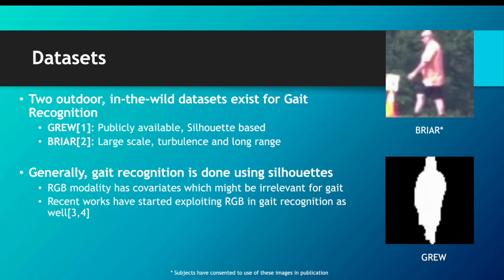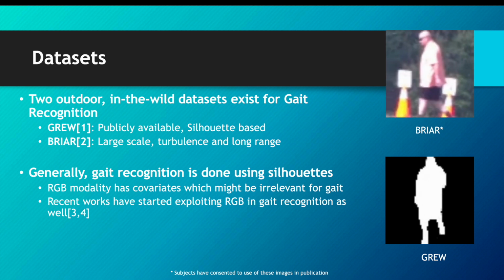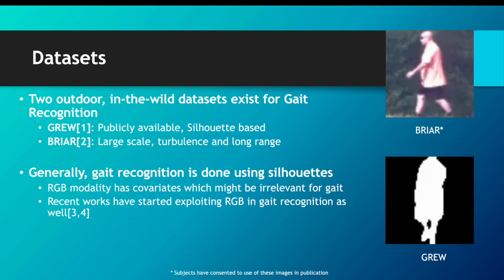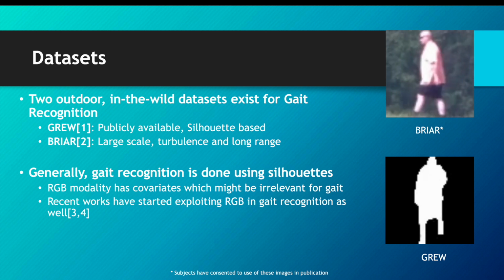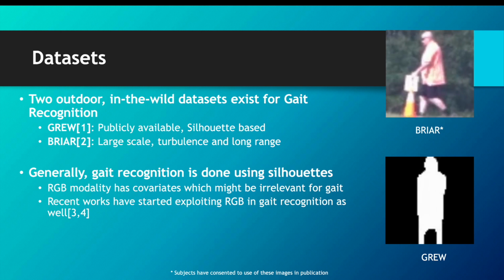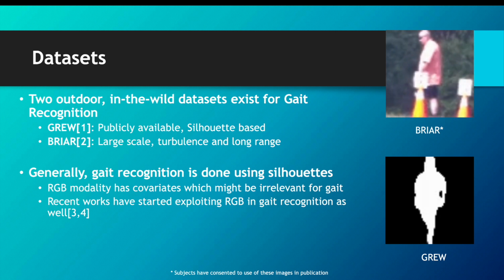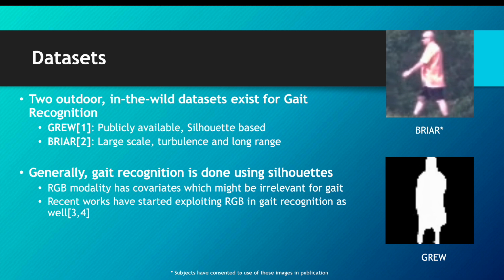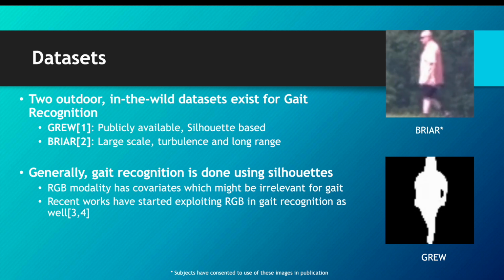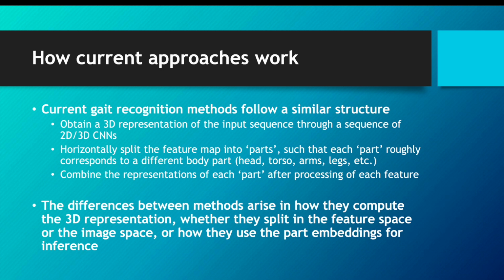We work on outdoor in the wild scenarios, and for that two data sets exist. One of them is GREW, which is a publicly available silhouette based data set, and another is BRIAR, which is a much larger data set focused on biometrics from long ranges and turbulent data. Generally, gait recognition is done using silhouettes, but recent works have started exploiting RGB as well.